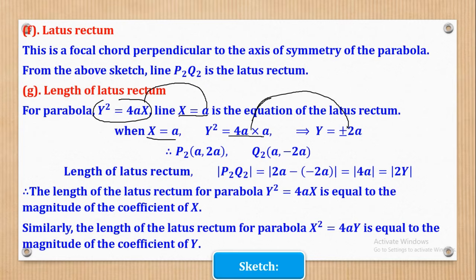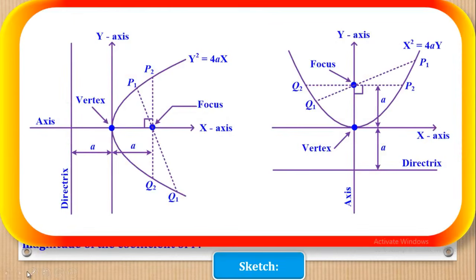So what does that mean? It means that when you go back to the sketch, from here up to here is 2a, and also from here up to here is 2a. Now length of latus rectum means the length of this chord from here up to here. Therefore 2a plus 2a will give you 4a.